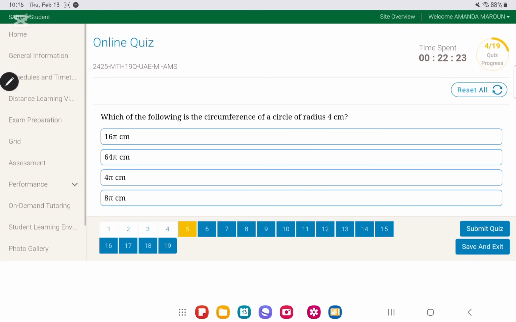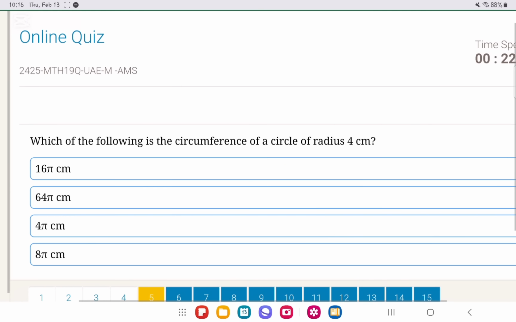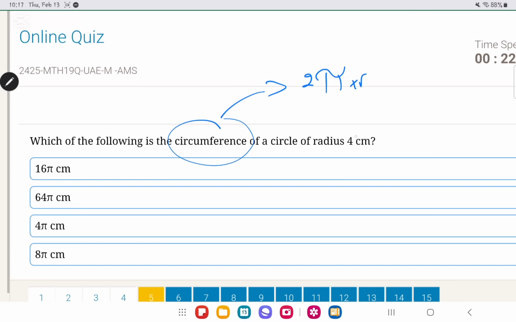We move on to question number 5. They asked us which of the following is the circumference of a circle of radius 4 centimeters. We should know that the circumference of any circle is 2 pi times the radius. The radius is 4 centimeters, so it's 2 pi times 4, so mentally it's going to be 8 pi.